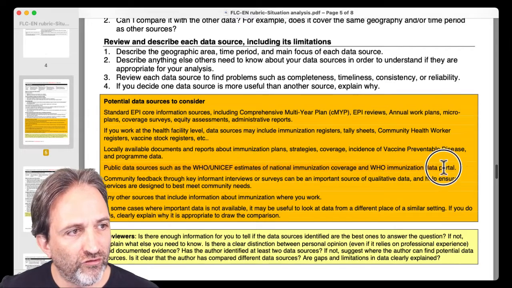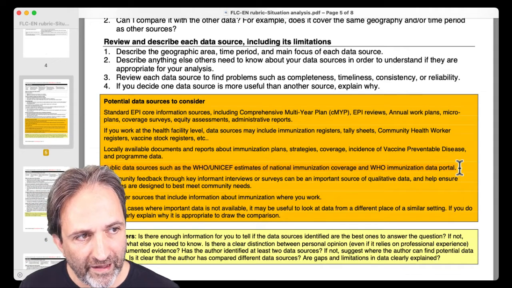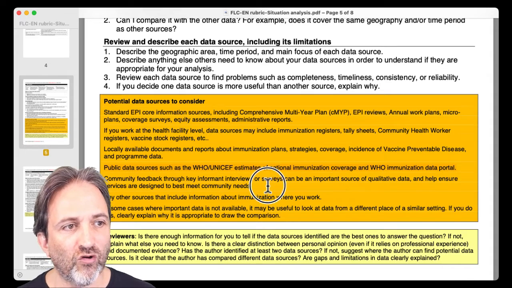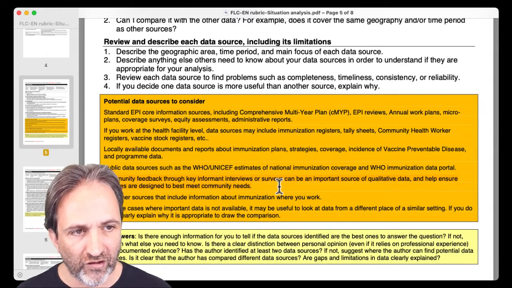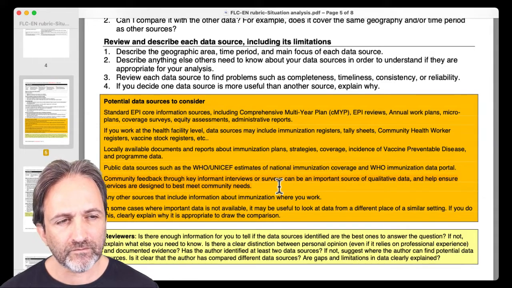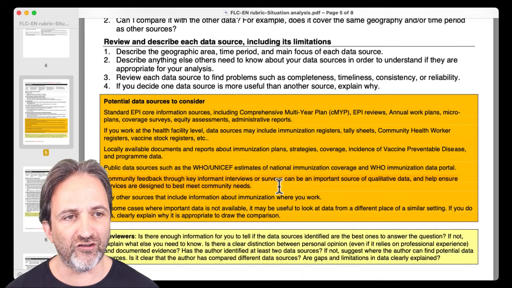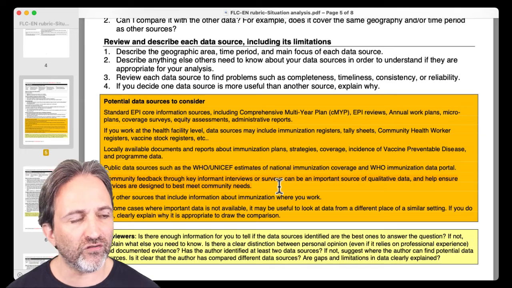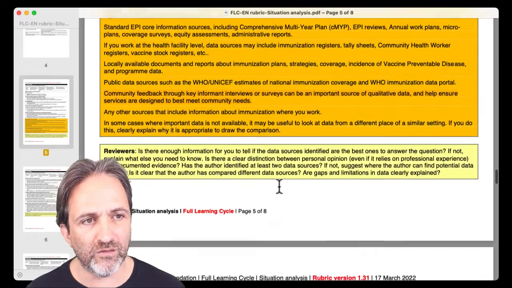And then public data sources. On the WHO website, you'll find the WHO UNICEF estimates of national immunization coverage. The WHO Immunization has its own data portal. We can show you how to access that if you do not find it yourself. Community feedback can be an important part. If you have done this at the situation analysis stage, doing key informant interviews or surveys can be an important source of qualitative data and help ensure that services really meet community needs.